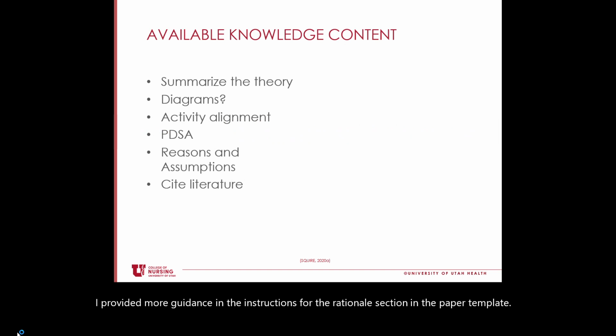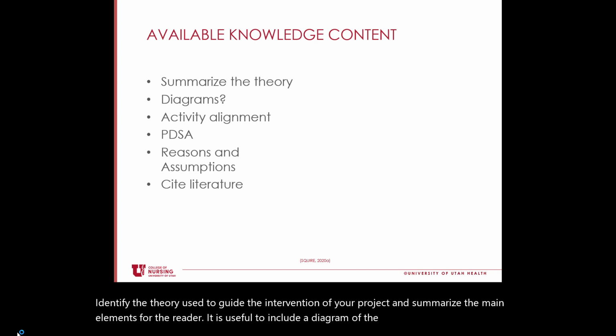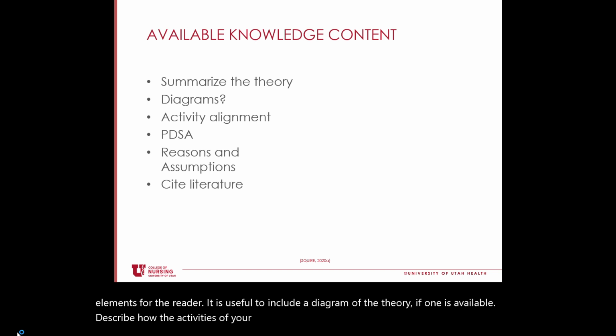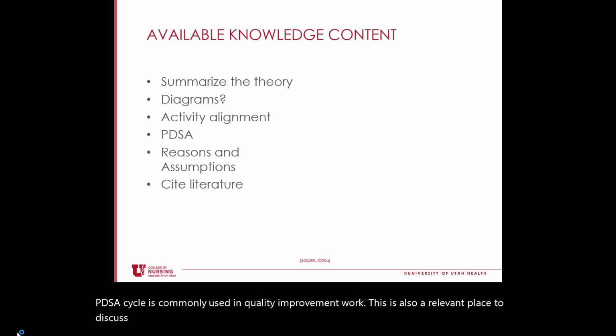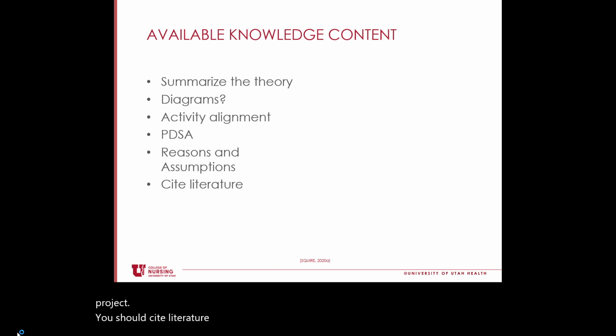Identify the theory used to guide the intervention of your project and summarize the main elements for the reader. It is useful to include a diagram of the theory if one is available. Describe how the activities of your project align with the theory. The Plan, Do, Study, Act, or PDSA cycle is commonly used in quality improvement work. This is also a relevant place to discuss any reasons or assumptions that were used to develop the interventions of your project. You should cite literature about the theories you reference.